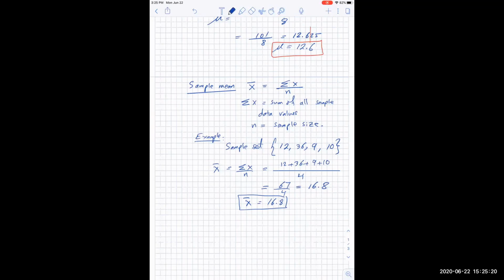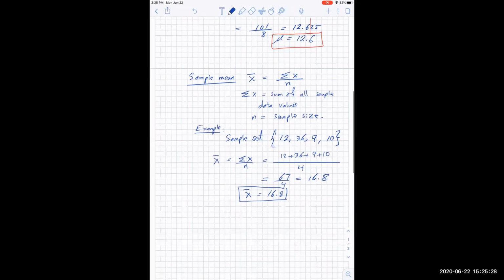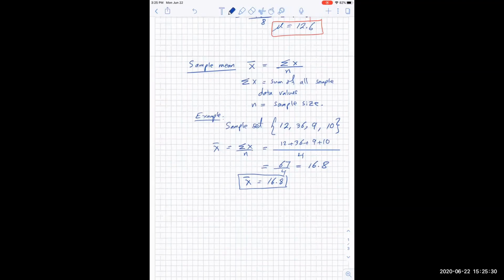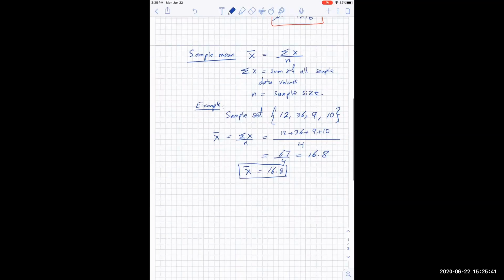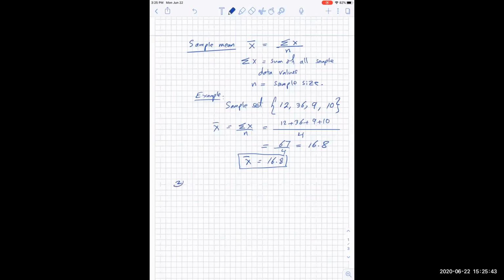Any questions on the symbols or the notation that I'm using for finding the sample mean? No. Okay, good. Let's move on to our next measure, number 2, which is the median.